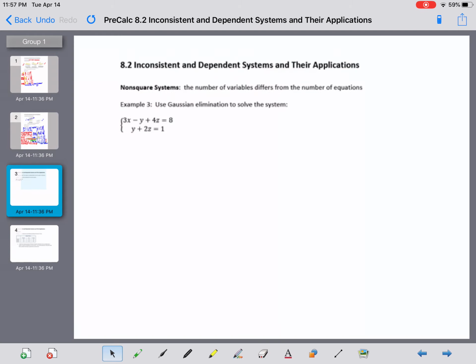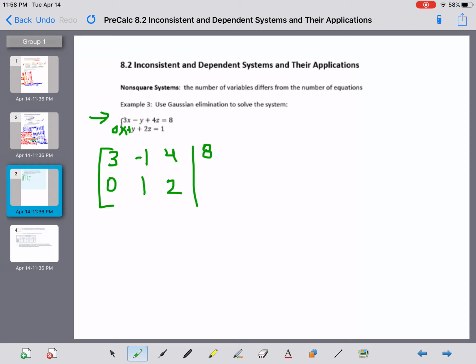Now, this one is called a non-square system, and you're going to see quickly why. You'll notice I only have two equations, but my top equation does have three variables. My second one doesn't. By the way, when there's not an x there, we're just going to put a 0x there. So when we go to write our augmented matrix, we get 3 from my x, -1 from my y, 4 from my z, and my vertical line here separates it from the constant of 8. On my second equation, I have 0 x's, a +1 for my y, and a +2 for my z coefficient, and my constant is 1.